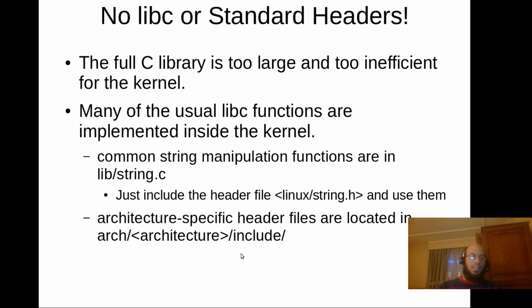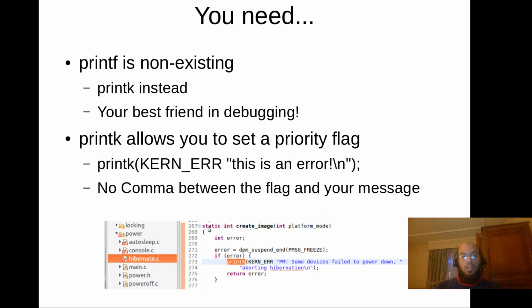Then there are other things, for example, architecture specific header files that are located in this folder, as anything that is architecture dependent is what you'll find in /arch. For example, /arch/arm64/include will have all the includes that you would need for architecture dependent functions.